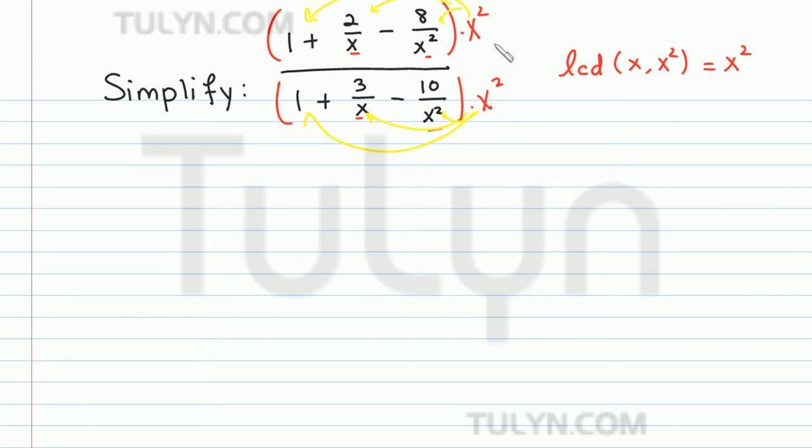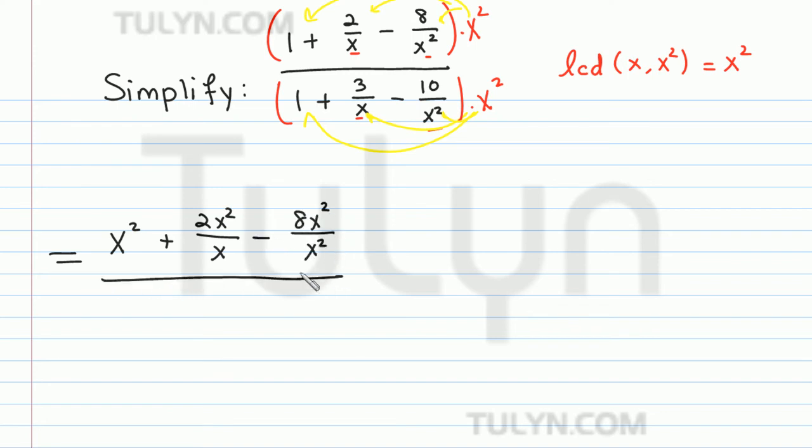So what we end up getting is 1 times x squared, which is x squared, plus 2x squared over x, minus 8x squared over x squared. That's the numerator. I haven't simplified yet. I've just distributed the x squared in. And then in the denominator, we're going to get x squared plus 1 times 1, which is x squared, plus 3x squared over x, minus 10x squared over x squared.